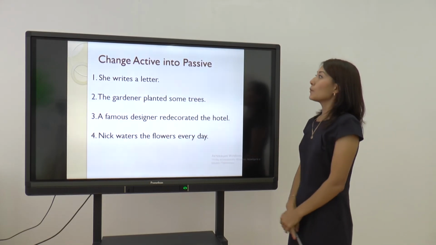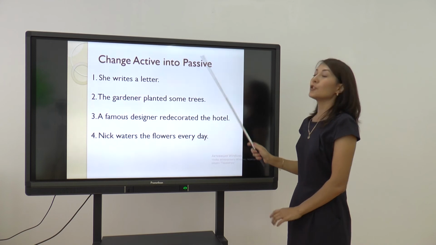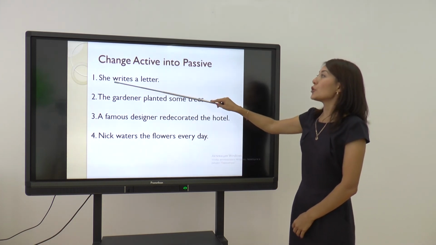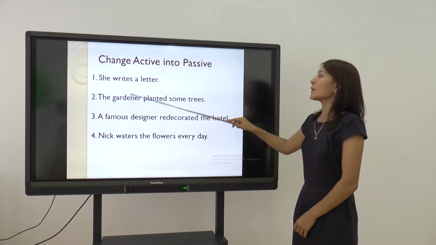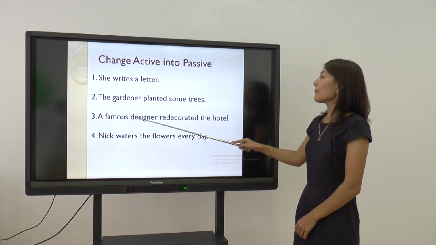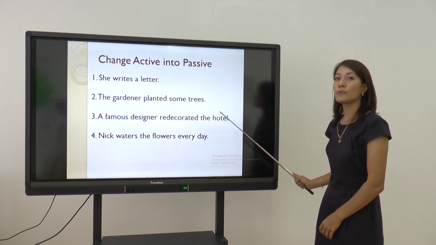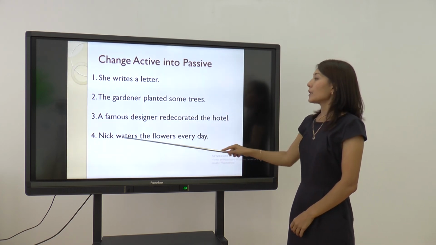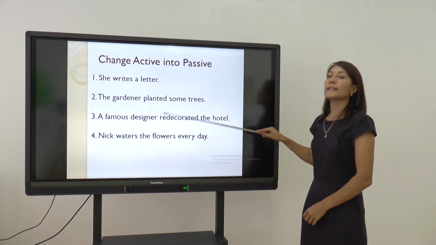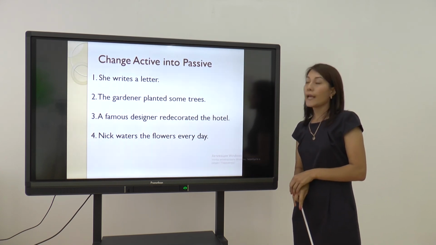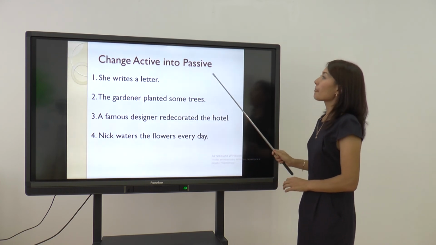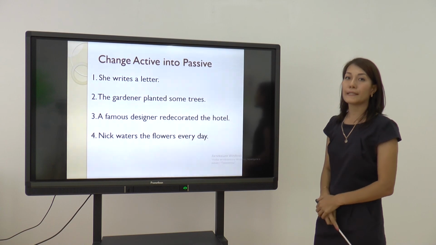The next task is we should change active into passive. Here you've got 4 sentences. The first, she writes a letter. The gardener planted some trees. A famous designer decorated the hotel. Nick waters the flowers every day. Okay, read these sentences very carefully and pay attention to the tense that is used, okay? And then change them into passive.